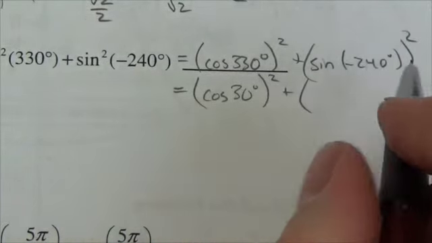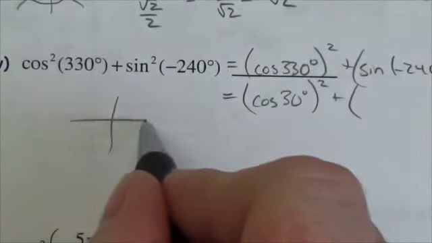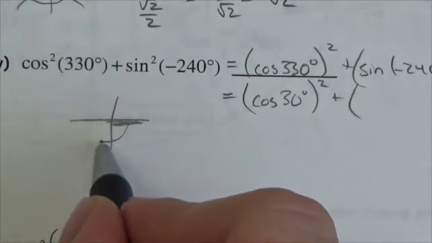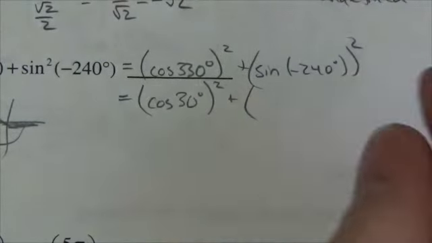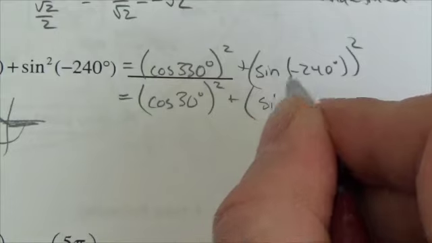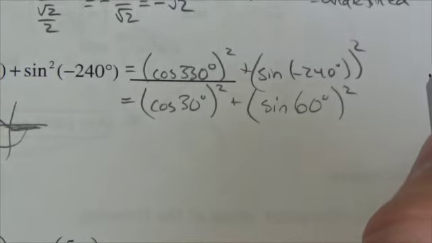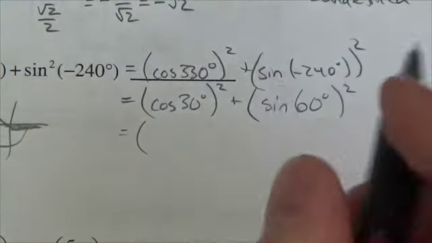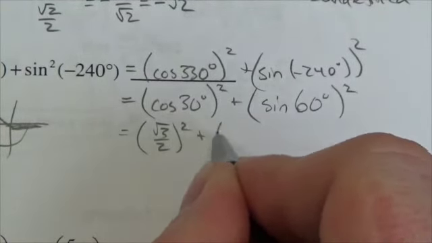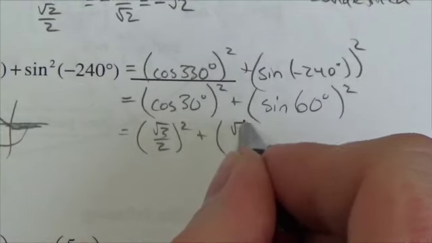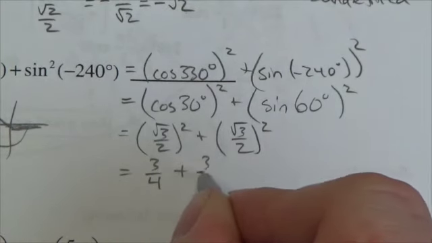Plus, negative 240. Starting out here, that's negative. That's going to put us in the second quadrant, between negative 180 and negative 270. So I know that this is going to be the positive sine of the reference angle, which for 240 is 60 degrees. The cosine of 30 degrees, the x coordinate on the unit circle, will be root 3 over 2. The sine of 60 on the unit circle is the y coordinate. That's root 3 over 2 at 60 degrees. So this is going to be 3 over 4. This will be 3 over 4.